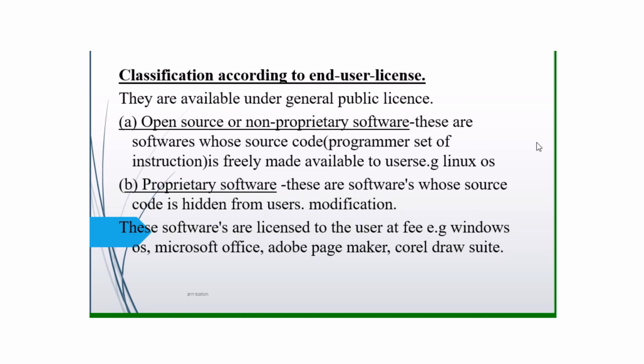Then you have the proprietary software. These are software whose source code is hidden from the user, and in most cases you cannot do any modification. These software are licensed to the user at a fee, or they are charged. For example, when you go to buy a Windows-based operating system, Microsoft Office, etc., you have to be charged some amount, and then you will not be able to make any changes to that program.